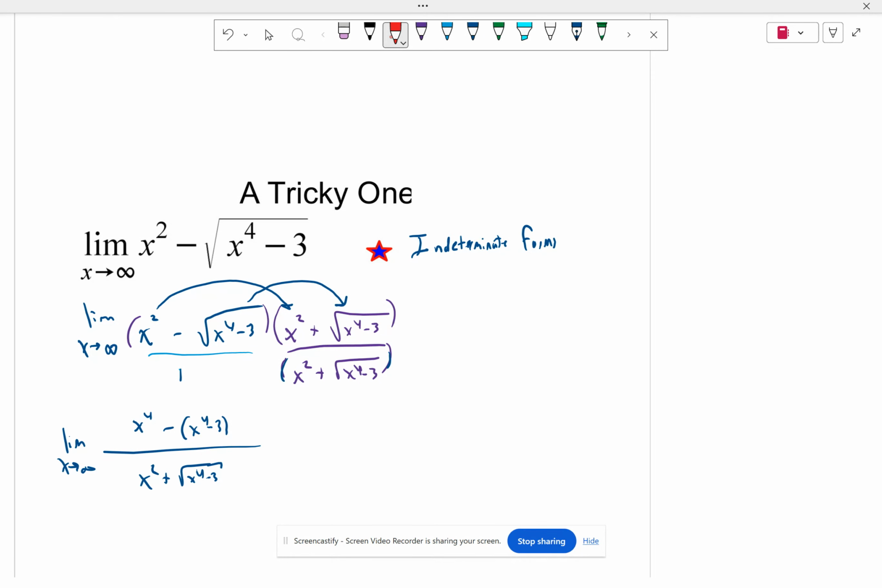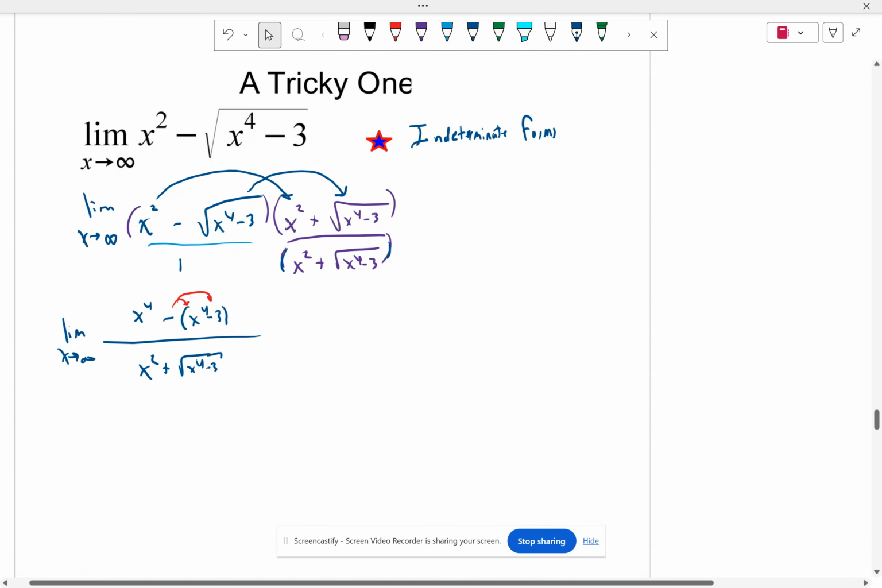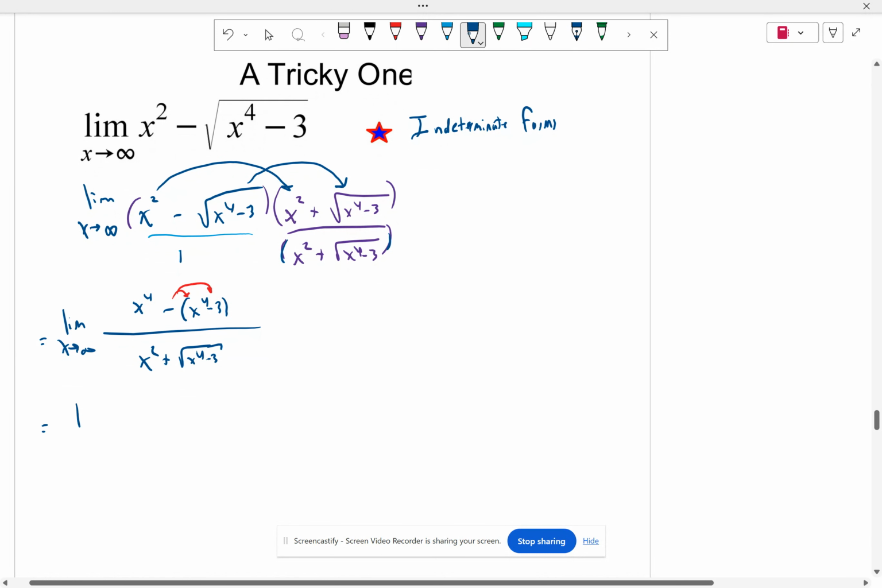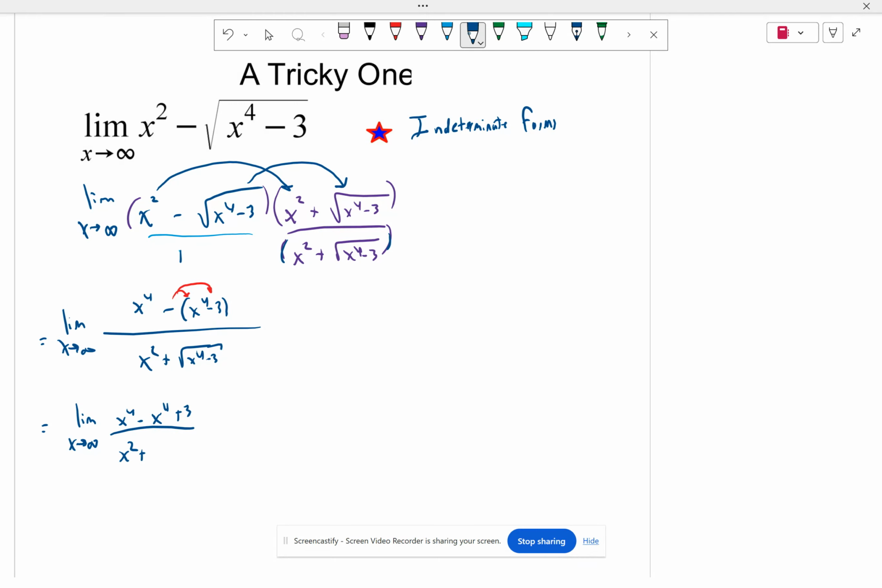Now what happens here is this negative is going to distribute into that parenthesis. So this is going to be equivalent to the limit as x approaches infinity of x to the fourth minus x to the fourth plus 3 over x squared plus the square root of x to the fourth minus 3. And yeah, these x to the fourth cancel out. So now we have this new way of looking at that function: 3 divided by x squared plus the square root of x to the fourth minus 3.